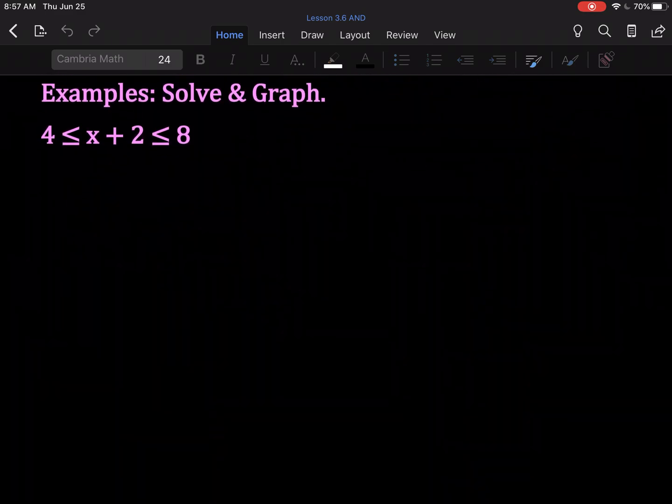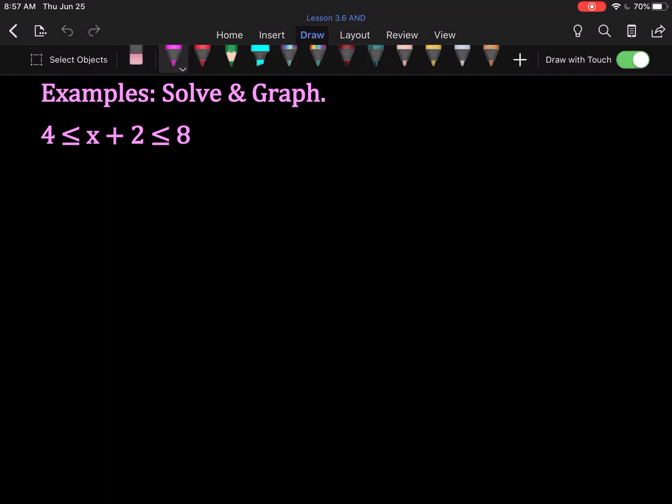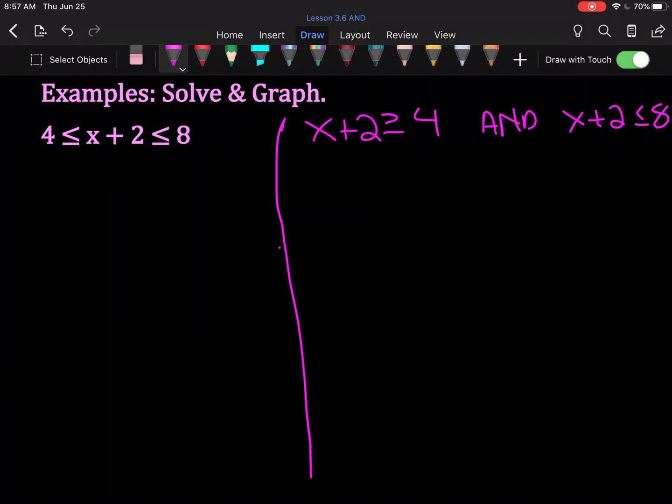Okay. So I'm actually going to rewrite what you see here and do this one twice. This could be written as x plus 2 is greater than or equal to 4 and x plus 2 is less than or equal to 8. So let's do this out twice. Once long way, once short way. You'll like the short way better, I'm sure. Okay, so this is just two inequalities with the word "and" in between them. And solving them is child's play.